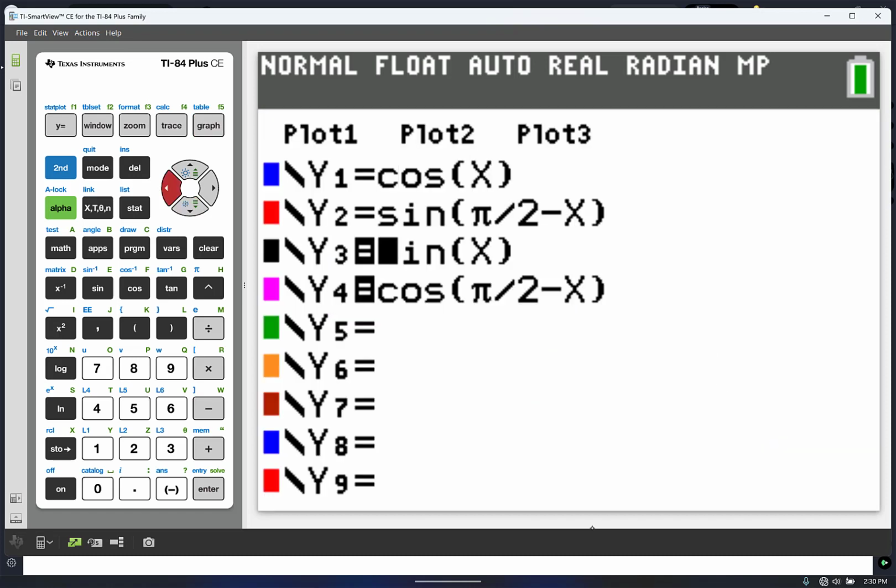So let me turn off Y3 and Y4 and turn on Y1 and Y2. All right, here we go. Y1, how do you turn it off and on? Just push the equal sign, push enter, push enter.